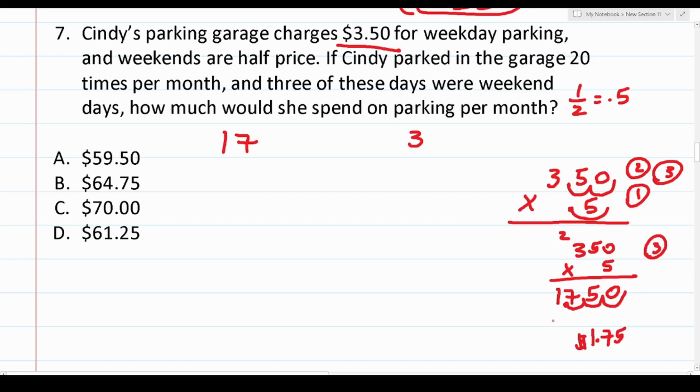Okay, so again, she parked in the garage for 17 weekdays. So that's going to be 3.50 times 17, and 3 weekend days. So that's going to be 1.75 times 3. Once we work out this arithmetic, we'll add those 2 results together, and that will tell us how much she spent for parking in total.